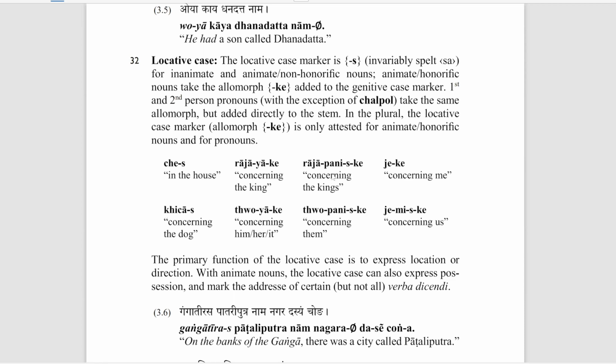So sa is for the plural. And then jg, so concerning me, j is the first person, and gay is the locative marker. And then raja sagay, like raja bani sagay, similar to bani sagay, concerning those people, concerning them. And jimmy sagay, so concerning us. With the plurals, we always have sagay, and with singulars, we have yagay for animate.